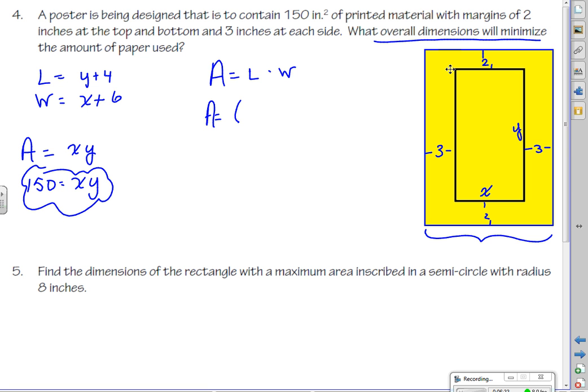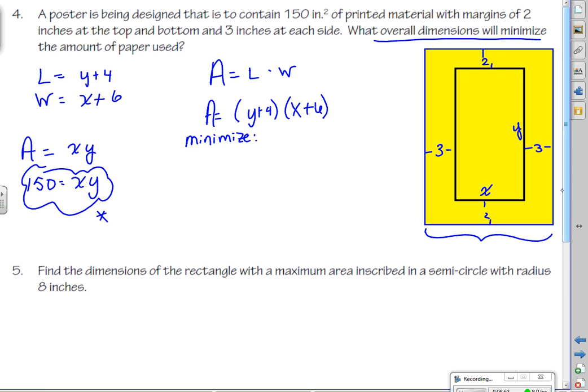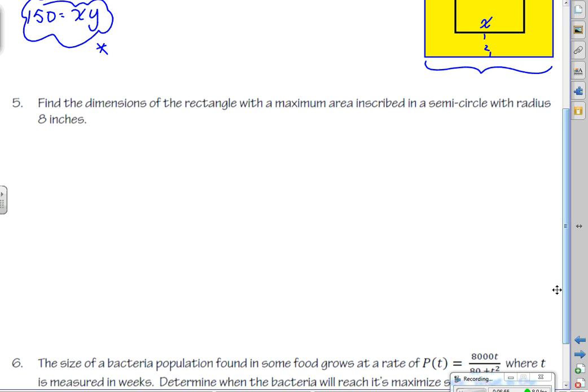Bring in that length of y plus 4 and that width of x plus 6. Do a little substituting with your helper equation here, and I think you're going to be able to take the derivative you want to minimize on this. So take a derivative. There's a little setup on 4. I guess I stopped and got sidetracked.